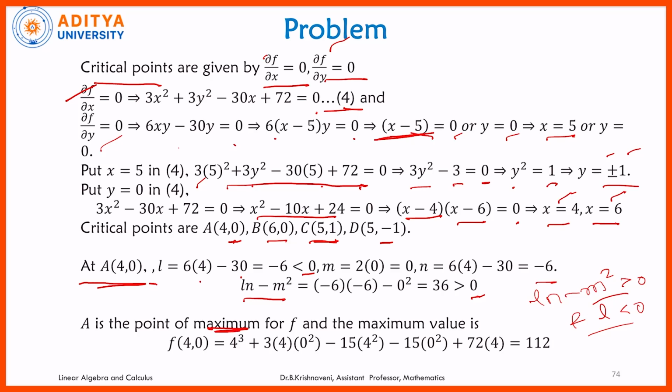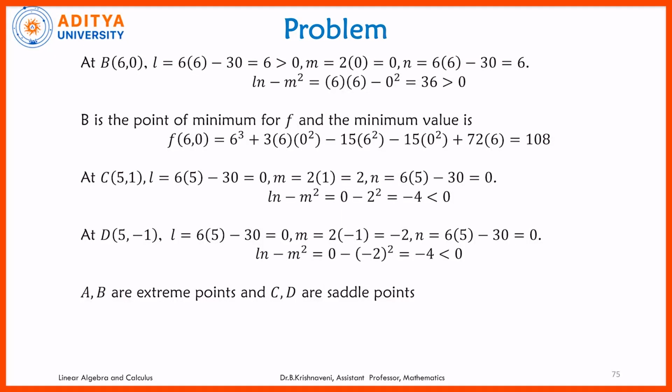Therefore, A is the point of maximum for f, and the maximum value is given by f of (4, 0). Substitute the point in the given function. You get the value equal to 112, which is the maximum value of the given function.